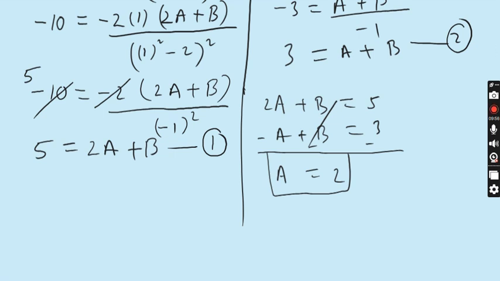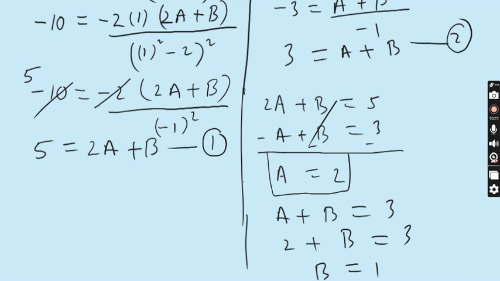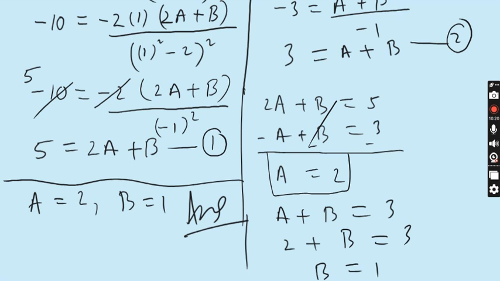Put this value of a in any one of the equations. I am putting it in equation number 2. a + b = 3, so 2 + b = 3, and b = 3 minus 2, which is 1. Hence the answer of part 2 is a = 2, b = 1. This is the answer of part 2.